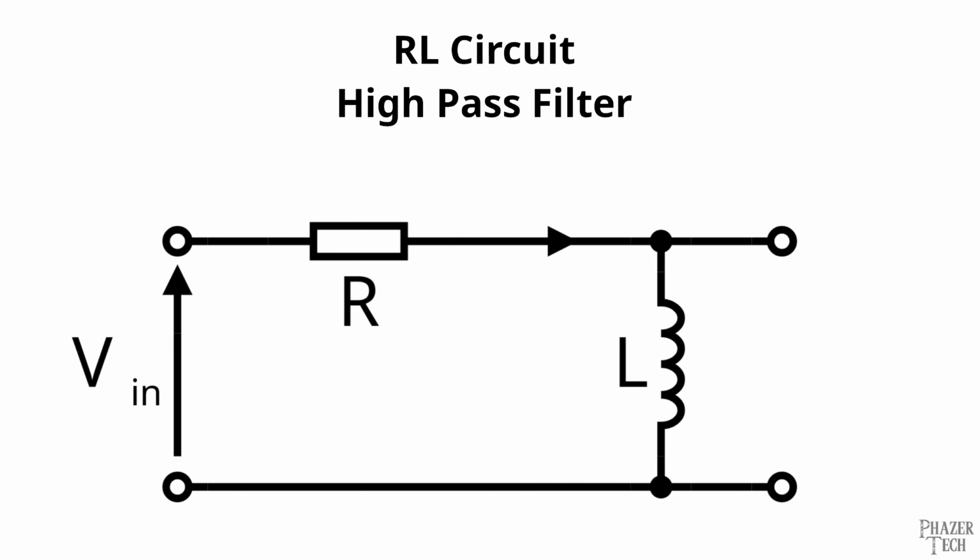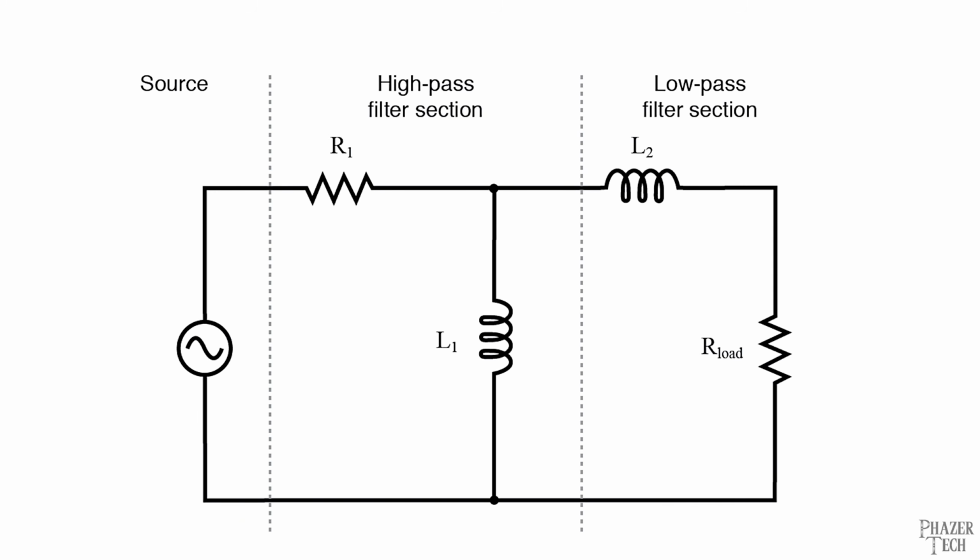The L in RL indicates inductor. The RL circuit can be used to create low-pass and high-pass filters just like the RC circuit, but in most cases the RC circuit is preferred because capacitors are much cheaper to manufacture than inductors.